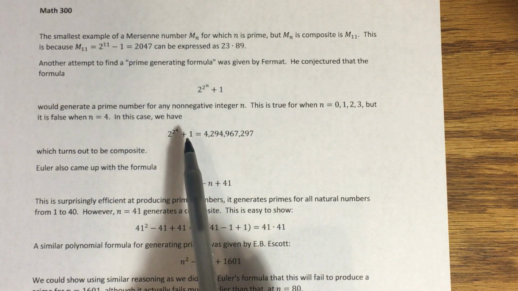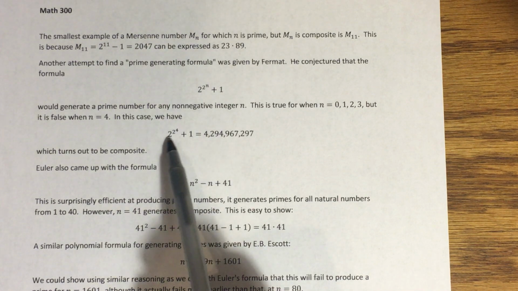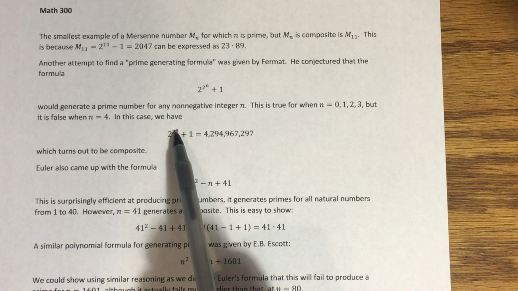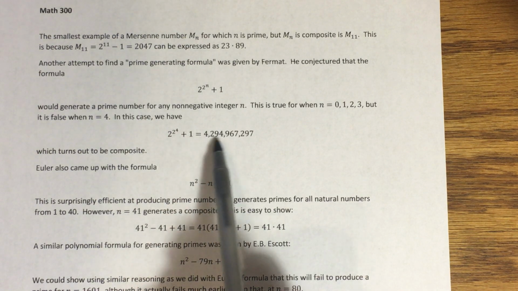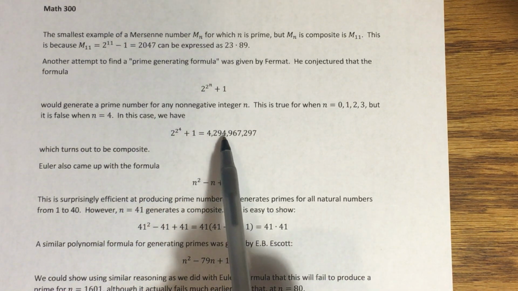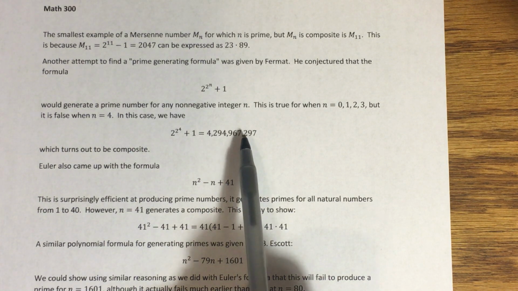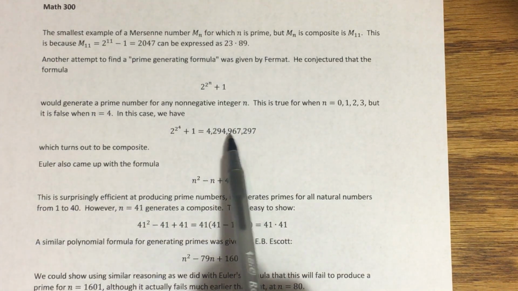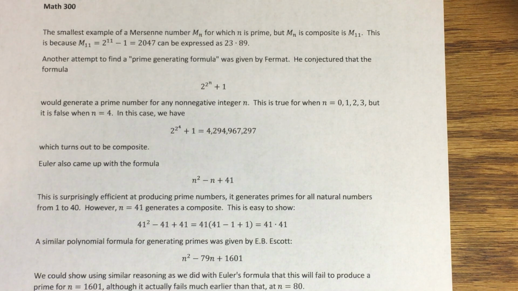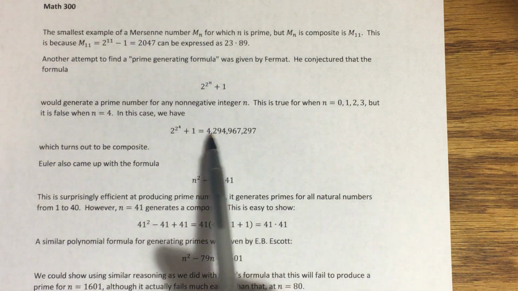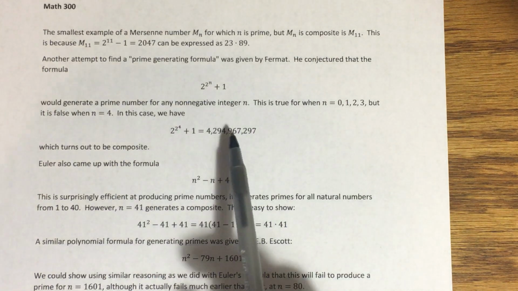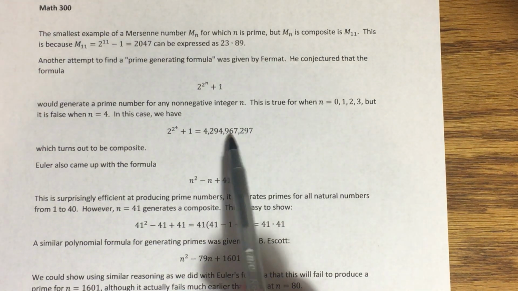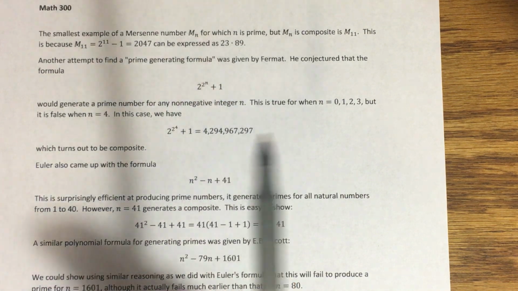We can verify that just by plugging 4 in. 2 to the power of 2 to the power of 4. 2 to the power of 4 is 16. This is 2 to the 16th power plus 1, which gives us this enormous number, 4,294,967,297. Now, it's difficult to tell whether this is prime or not. But again, using a number of different techniques or using computer software, which is much better at finding prime numbers, or finding factors of numbers, than we are, this can be shown to be a composite number. So Fermat's little attempt here didn't work either.